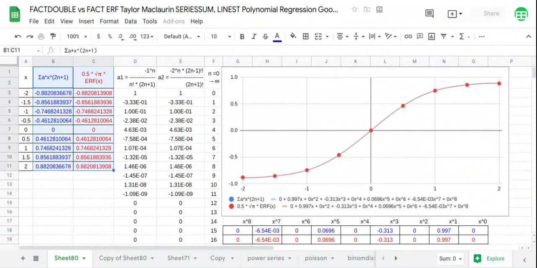This completes the use of factorial and double factorial to generate the Taylor-Maclaurin series sum of the ERF function, where here it is multiplied by 0.5 times square root of pi.